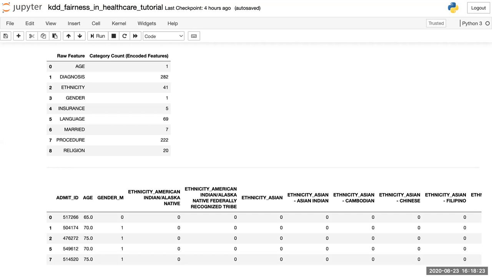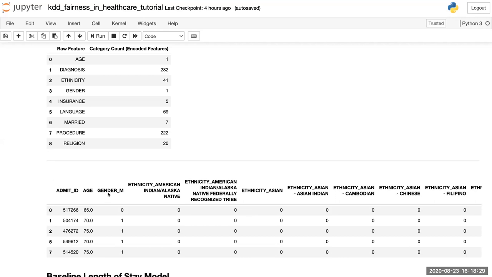At the bottom is an example of what they look like when they're one-hot encoded, as I mentioned, and you'll notice that we renamed the gender attribute to gender_M to be more explicit.